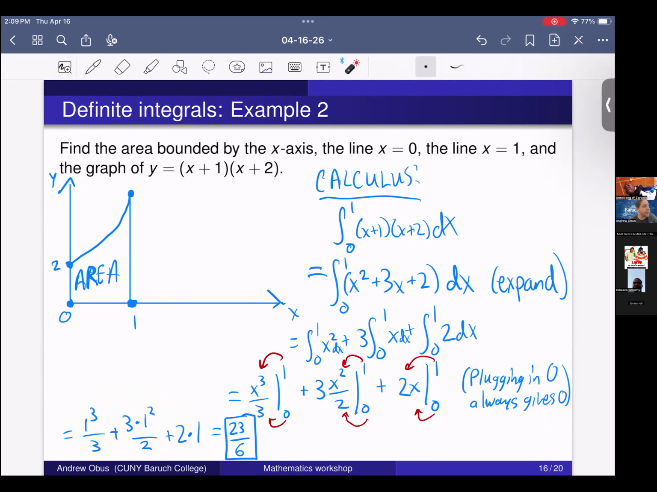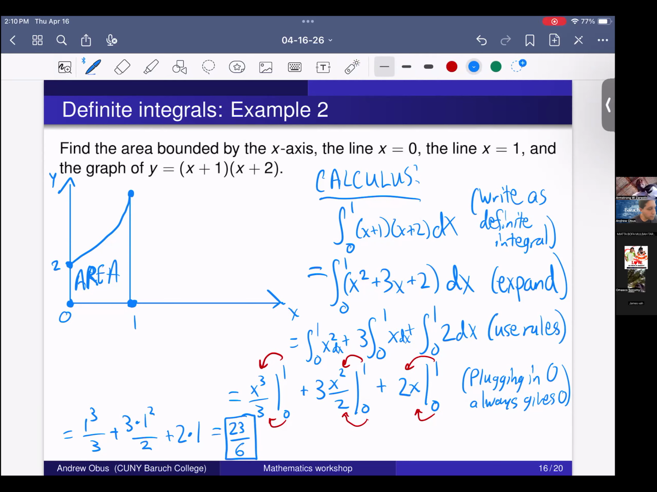So here you just have an area. There's really two parts. The first part is to write it as a definite integral. The second part is that this is not a form that you can do the integration in, so you have to expand, first of all, x squared plus 3x plus 2, and then once you have that as a polynomial, now you can just go and use the rules: the power rule, the addition rule, and the scalar multiplication rule.